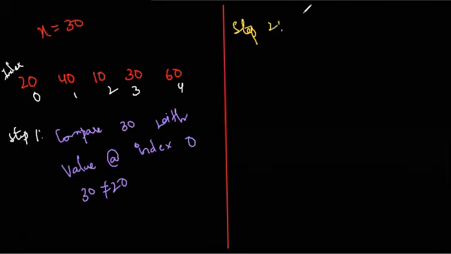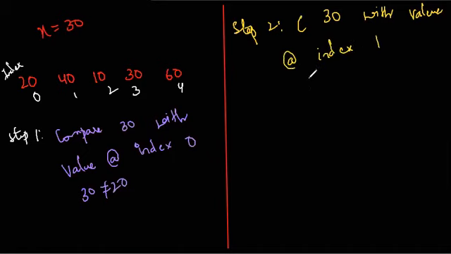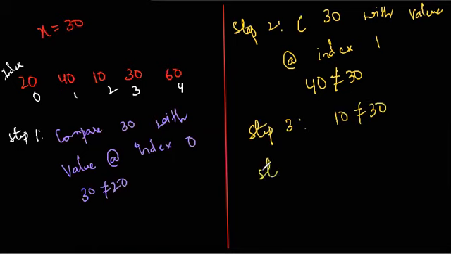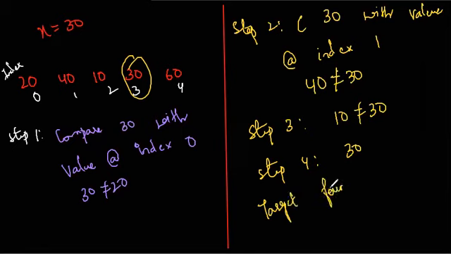Again, compare 30 with the value at index 1. Now 40, is it equal to 30? 40 is not equal to 30. So we move on to the next index value, which is 10. In the same way, 10 is also not equal to 30. We move to step 4. We have found the key, which is 30, at index 3. So we are supposed to mention that the target is found at index 3.